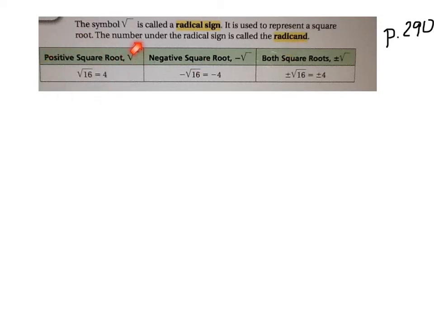So, this first one you've probably done before, the second two you probably have not. If you just have a square root, it's asking for a positive square root value. So the square root of 16 is 4. If you have a negative square root, like a negative on the outside of a square root, your answer is going to be negative 4. So negative square root of 16 gives you negative 4. Both square roots look something like this. We call that plus or minus the square root of 16. So if you have a plus or minus, that means your answer is plus or minus 4. That means both 4 and negative 4 are your answers.